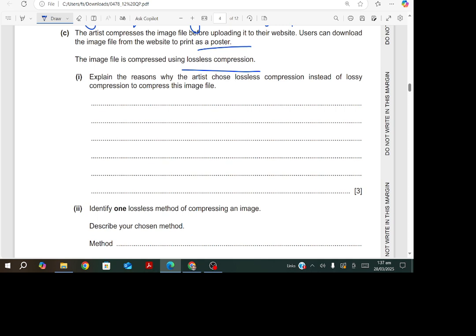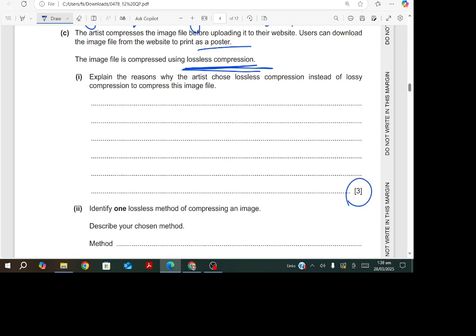So first of all, please make sure that you understand the scenario, the context in which the question is asked. Here it says how it is going to help for the upload and then the download. So why in this case lossless compression is used? Because we know that in lossless compression there is no compromise on quality. You can get back the original file, right? So how are we going to justify it in 3 points?